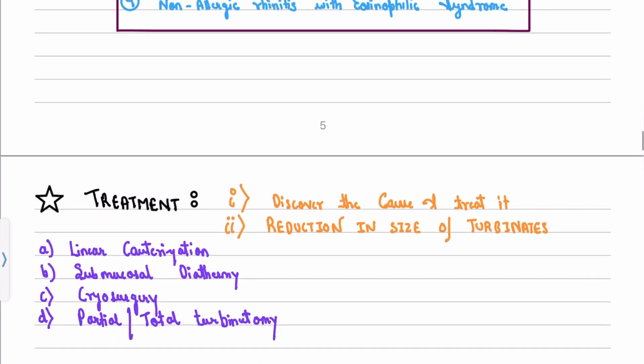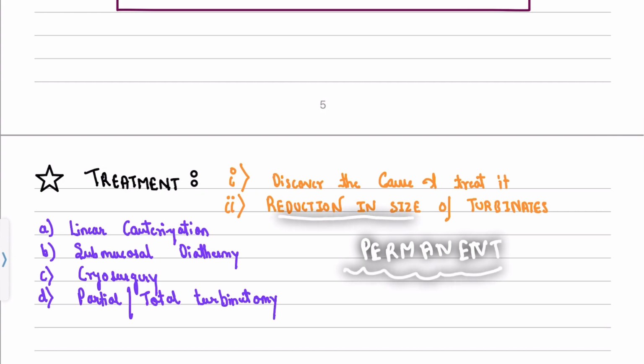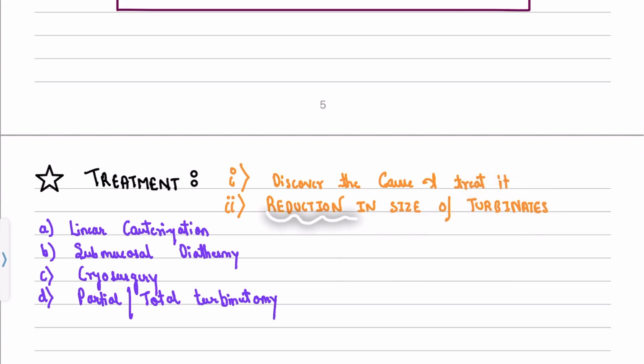Now let's see the treatment of chronic hypertrophic rhinitis. So first we have to discover the cause and treat it accordingly. Then, since the hypertrophy is permanent, we have to reduce the size of turbinates by surgical intervention. So how are we going to decrease the size of turbinates? By means of the following methods.